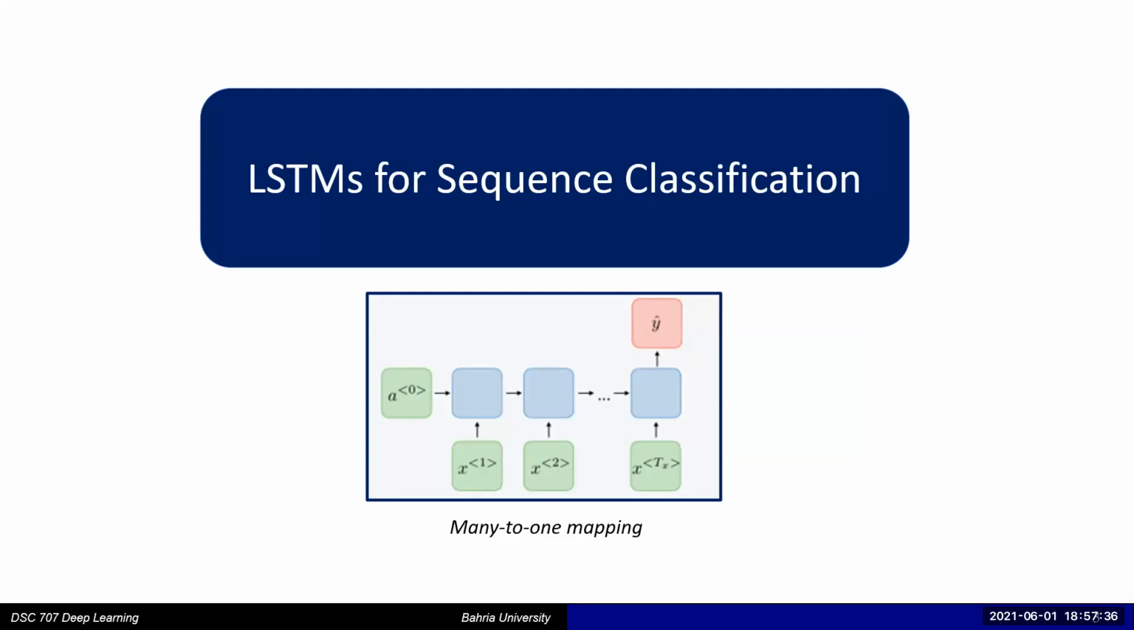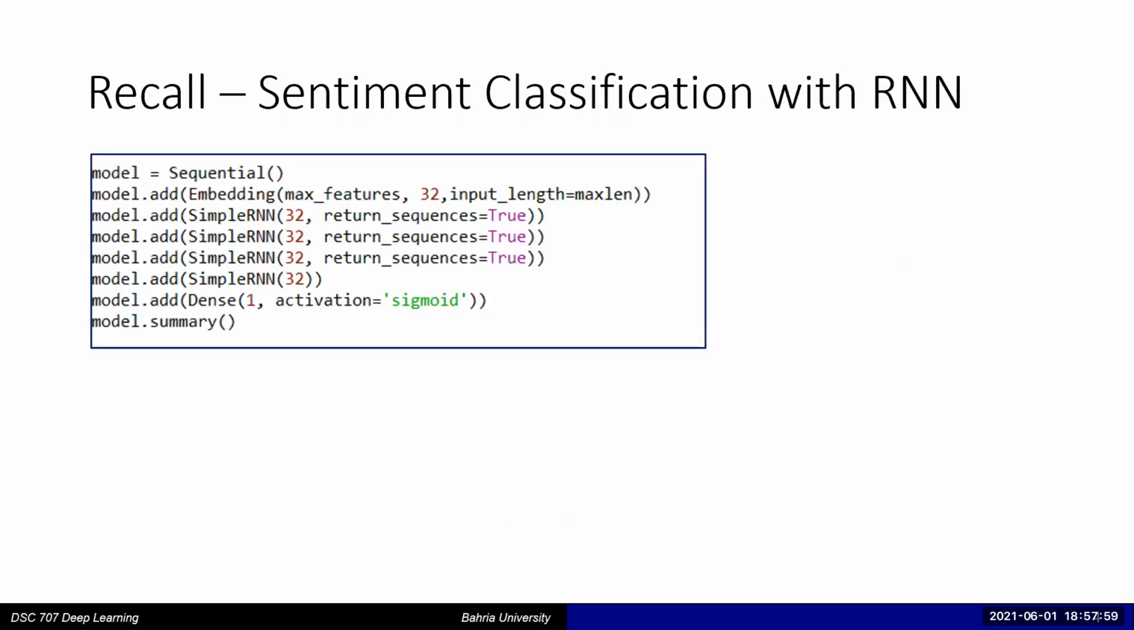Now let's start a discussion with LSTM for sequence classification. We start our discussion with many to one mapping. Many to one means input is a sequence and output is a single value. If you remember, we did this example when we were studying basic RNN. The example was sentiment classification, where input is a sequence and output is a single number, which is positive or negative, or the rating of that review.